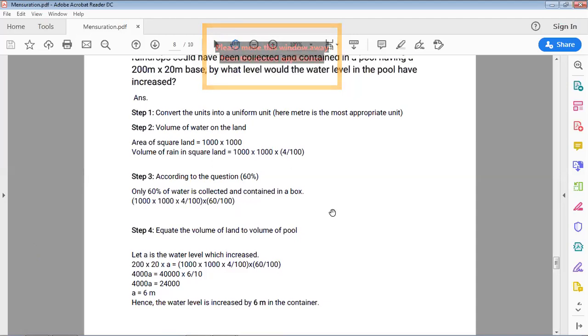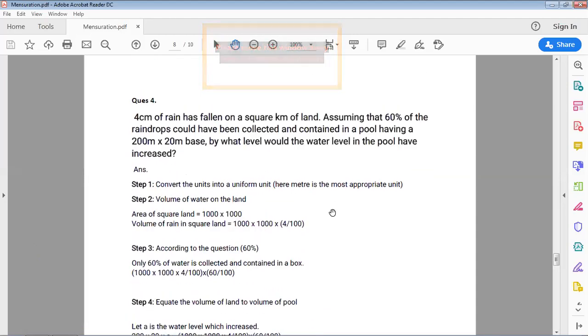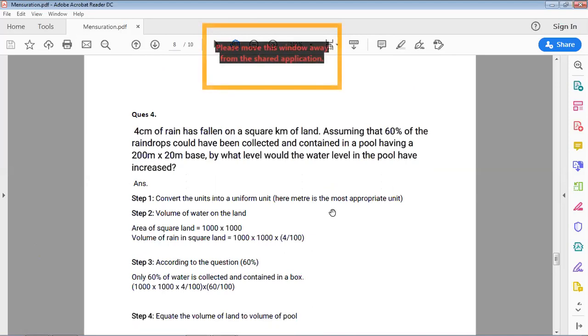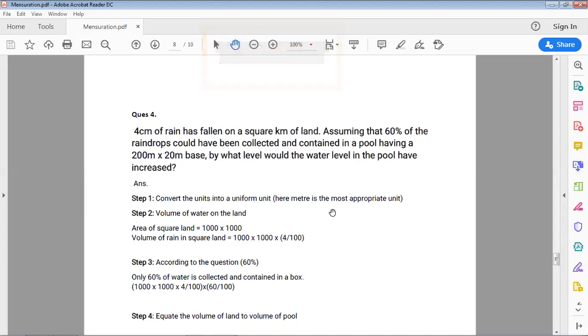Please repeat the second step. Okay. Read the first part of the question. That is, 4 centimeter of rain has fallen on a square kilometer of land. So, what was the first step? Convert the units into a uniform unit. What we have here is 4 centimeter, and the unit which we have taken uniform is meter. So, convert centimeter into meter.